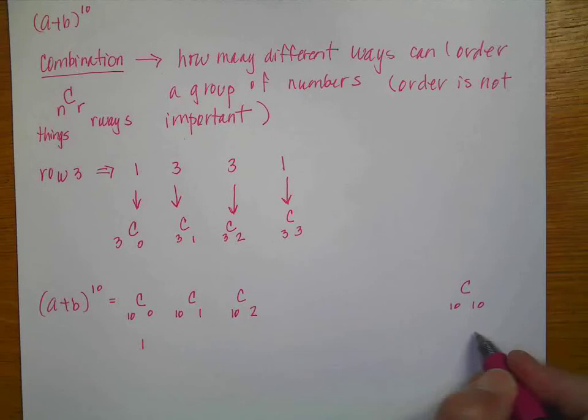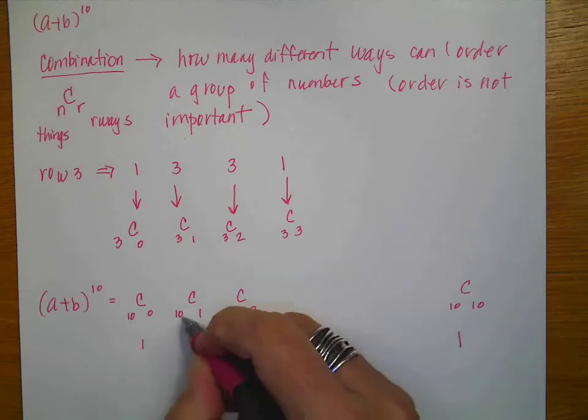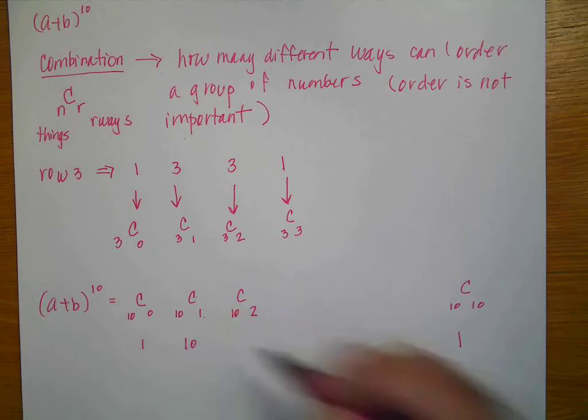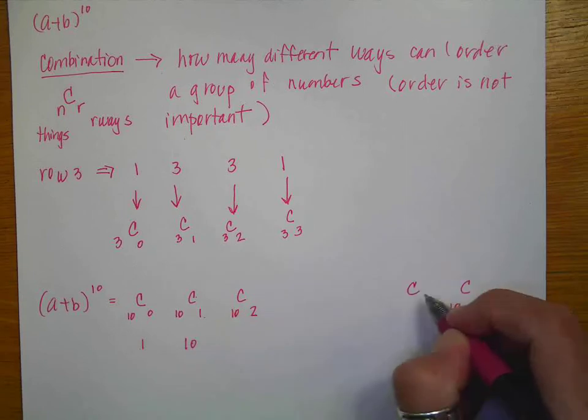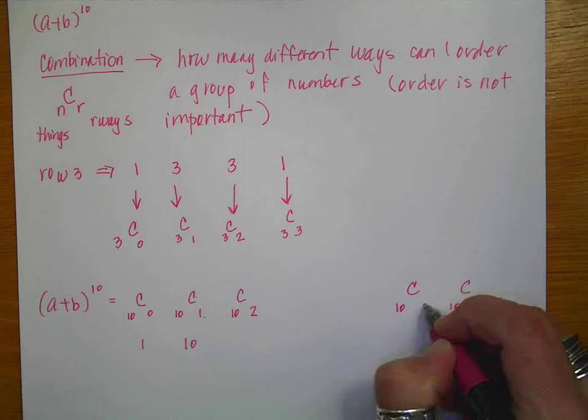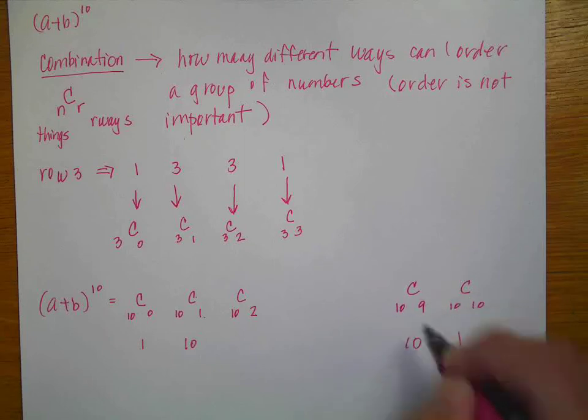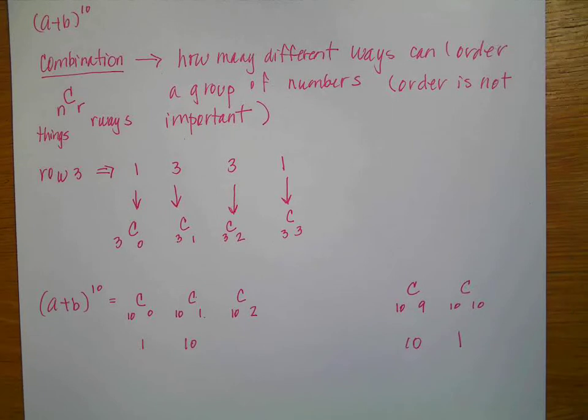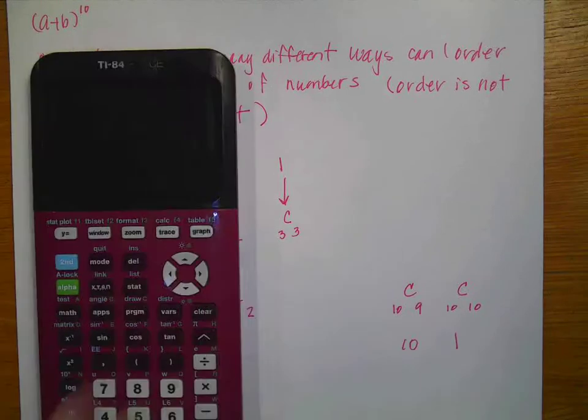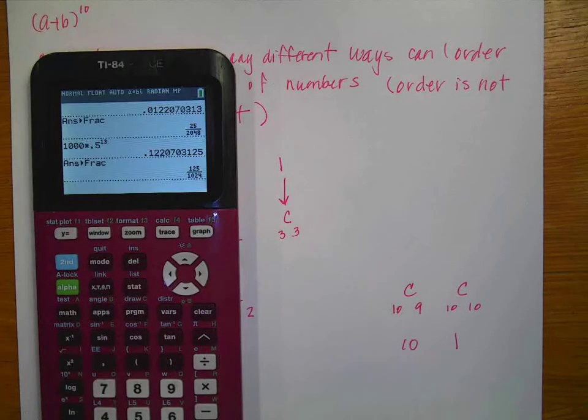Remember from Pascal's triangle that the first and the last terms are always 1. And then the next term, the combination of 10 choose 1, is going to be a 10. So because the rows are symmetric, I can fill in from both directions. And so then I could find my coefficients. Okay? All right, so let me show you how to do this really quickly in your calculator.